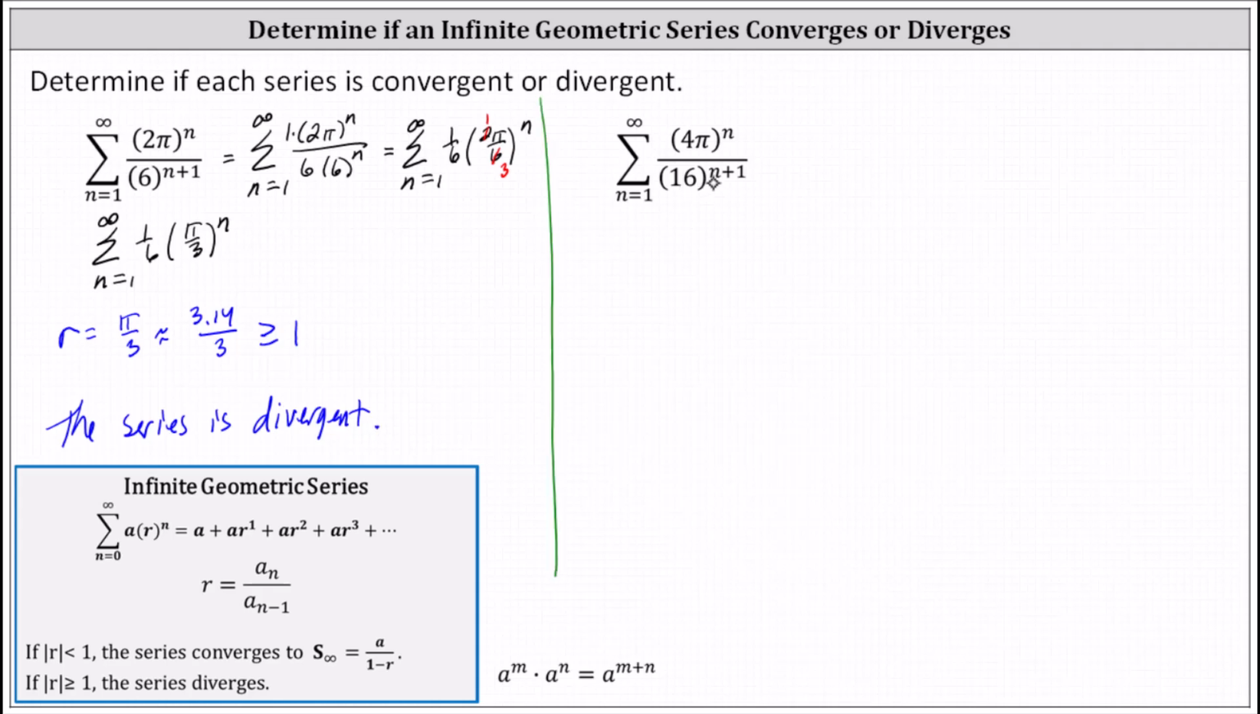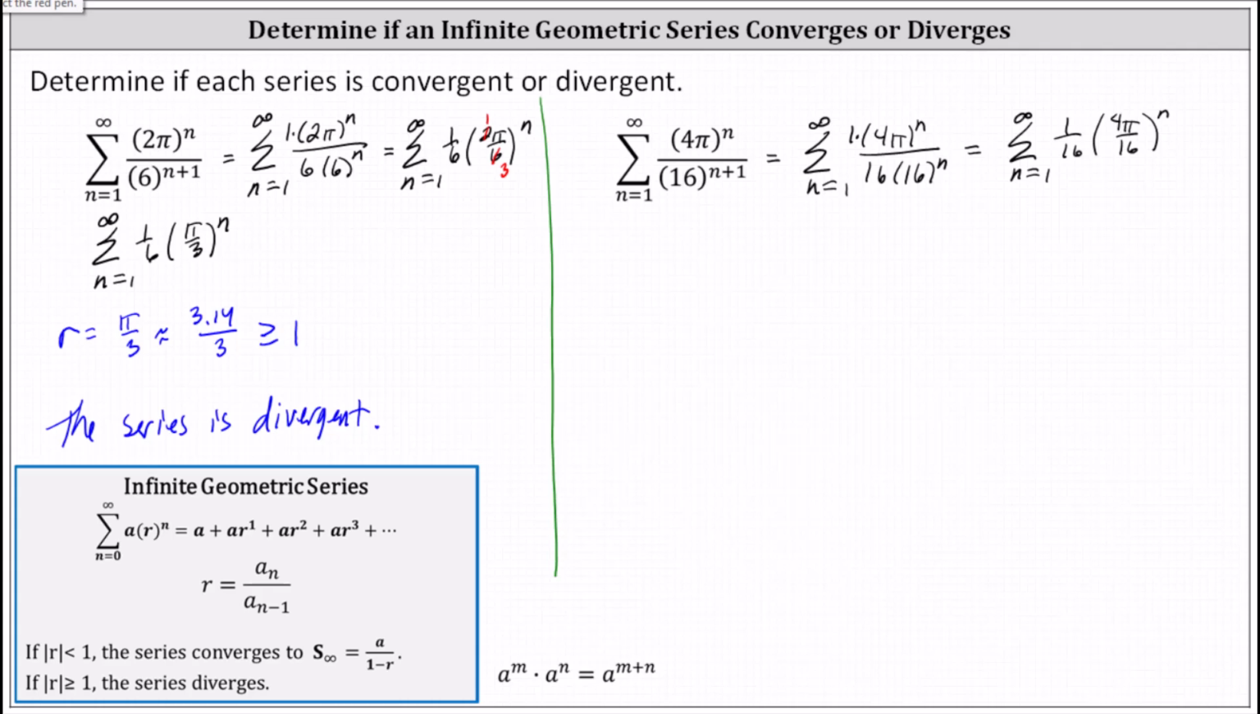To begin, let's write the denominator of 16 to the power of n plus 1 as 16 times 16 to the power of n, and consider the sum from n equals 1 to infinity of 4 pi to the power of n divided by the product of 16 and 16 to the power of n. Again, let's include a factor of 1 in the numerator. Notice both 4 pi and 16 are raised to the power of n. Let's write this series as the sum from n equals 1 to infinity of 1/16 times 4 pi divided by 16 raised to the power of n.